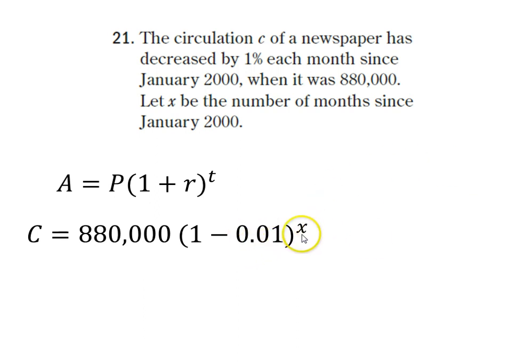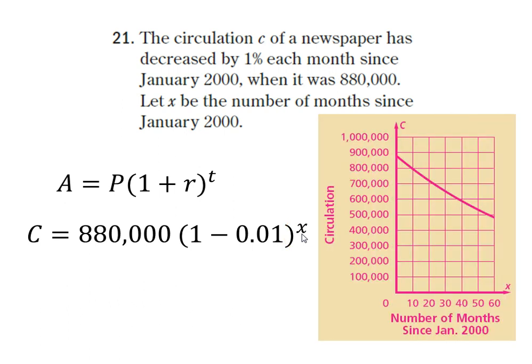And then we're going to evaluate this for the value of X. Actually, we're not plugging it in, we're graphing the equation, and we're graphing the equation by plugging in various values. When X is 0, our circulation is 880,000. This is where this point comes from, 880,000.